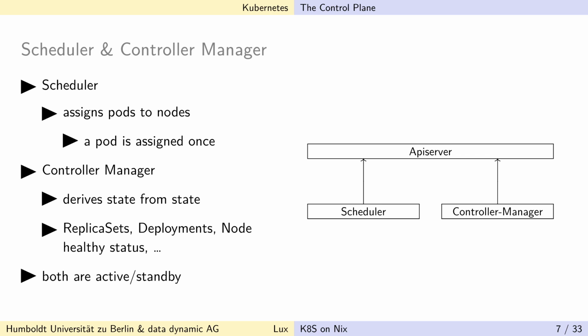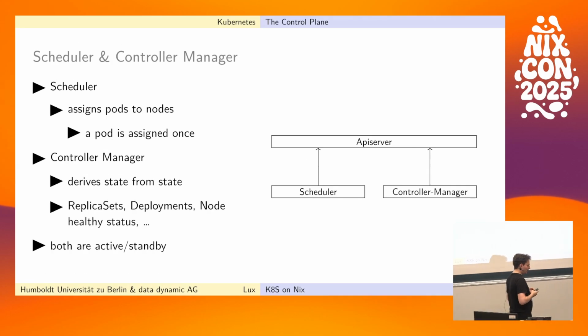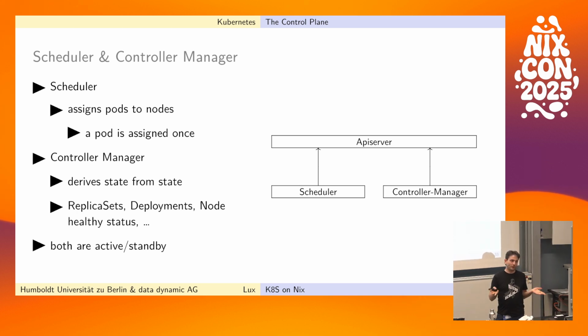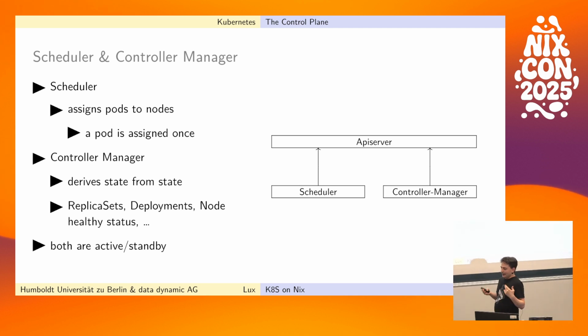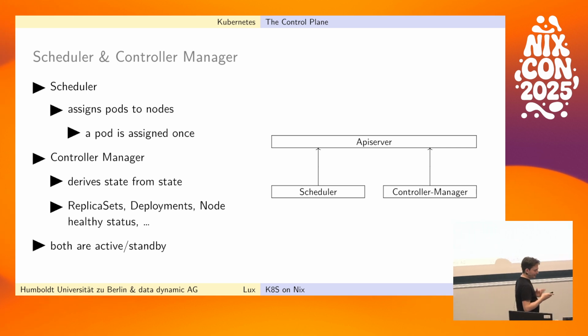So that's simple. And both work in an active standby mode, so only one controller manager and one scheduler is always active, and the others are in standby. That's interesting if we want to have a very, very small cluster. We can just use only one of each, or if we have another kind of failover system for them, to save resources in a very, very small home setup, maybe that's something we can do.